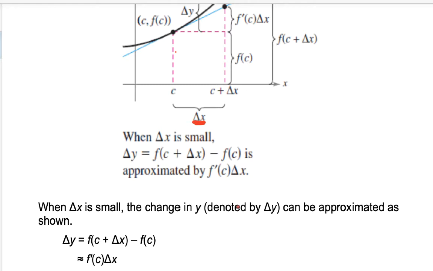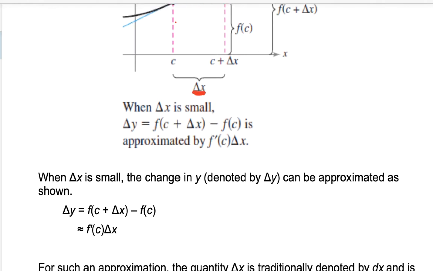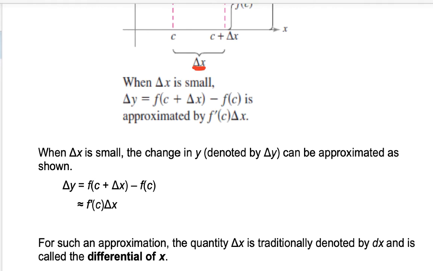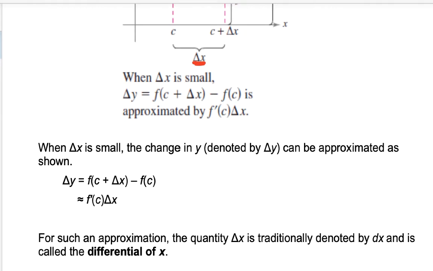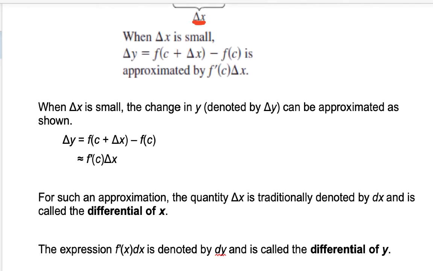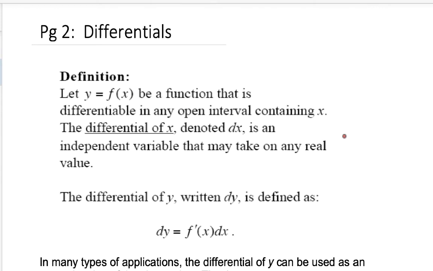Now for such approximations, we call delta x the differential of x, and we denote it by dx. Similarly, the expression f prime of x dx is denoted by dy and is called the differential of y. Now let's go ahead and give a proper definition to these differentials.